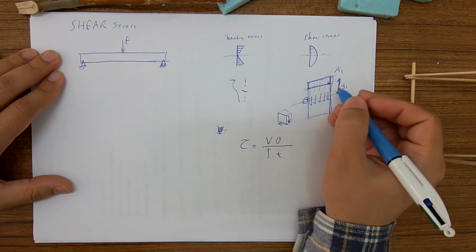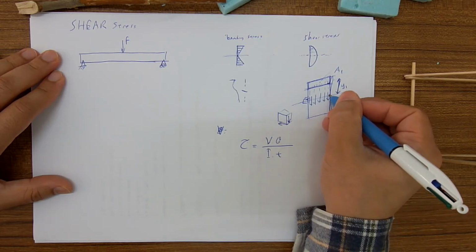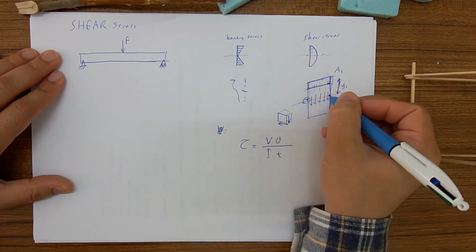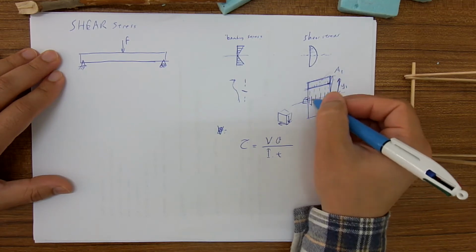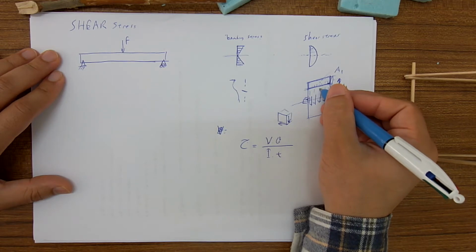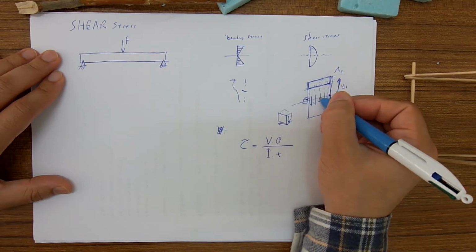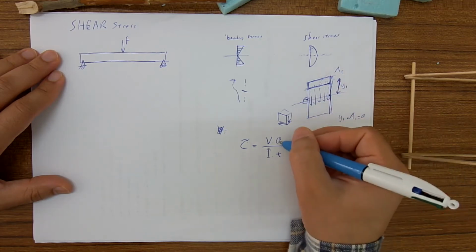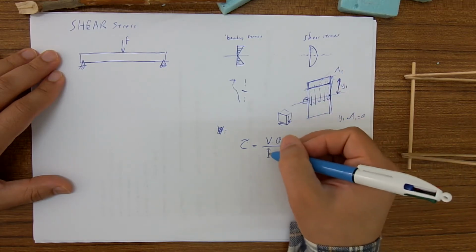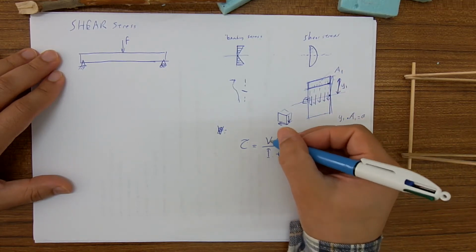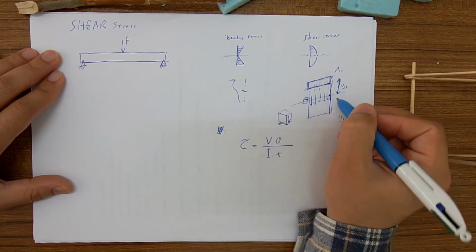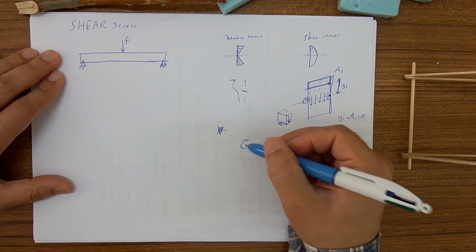So if we choose another point like this, Q will increase because the area above this line will be larger and the distance will get smaller, but the area will become much larger. Therefore Q increases, T doesn't change, I doesn't change, V doesn't change. Therefore, as we approach the centroid, tau will increase.